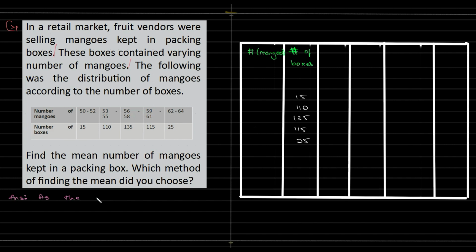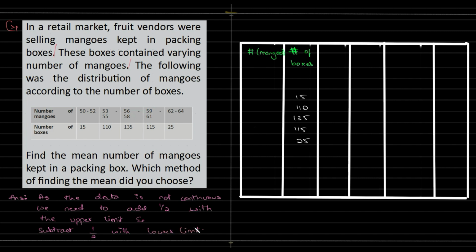as the data is not continuous, we need to add half with the upper limit, and subtract half with the lower limit. So how did I decide on the half? How did I get this value of half?